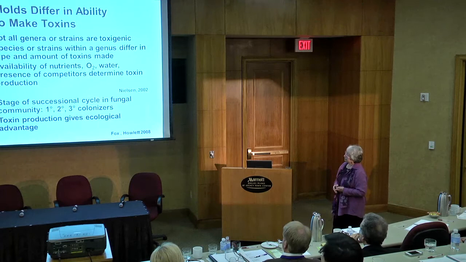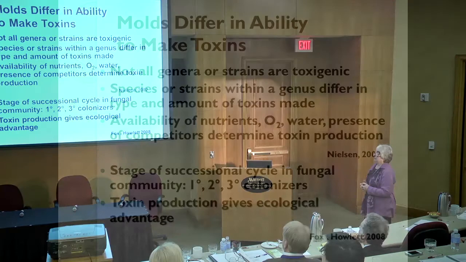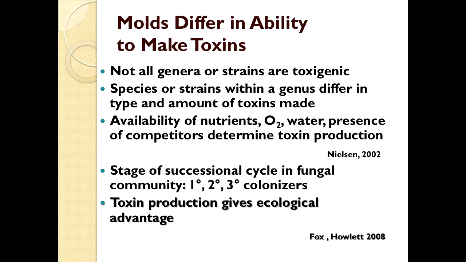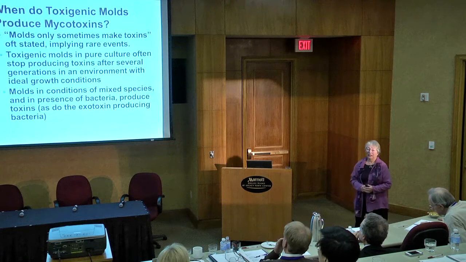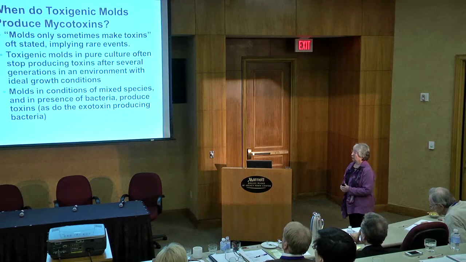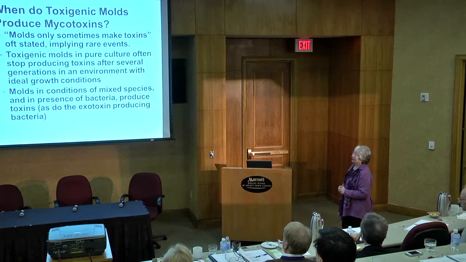Okay? So, molds differ in their ability to make toxins. Not all genera or strains are toxigenic. And strains and species within a genus differ in their ability to make toxins. And the availability of nutrients, oxygen, water, and the presence of competitors determine whether or not toxin production will occur. So what we know currently is that toxin production gives an ecologic advantage, which I've mentioned, a way in which to compete for the job that the organism does to stay alive. So the question is, if they don't always produce toxins, when do they produce toxins? And it has been said in a number of different venues that molds only sometimes make toxins, implying that this is a rare event. Okay.